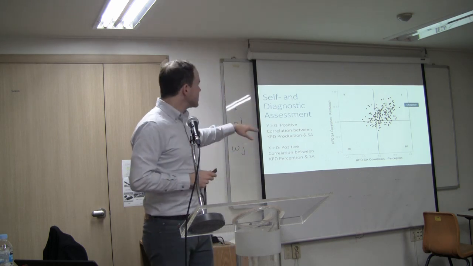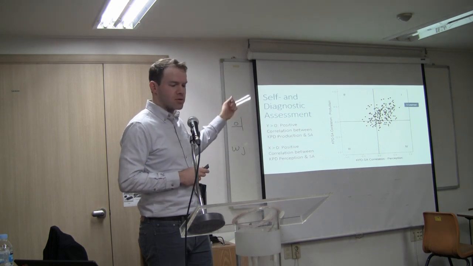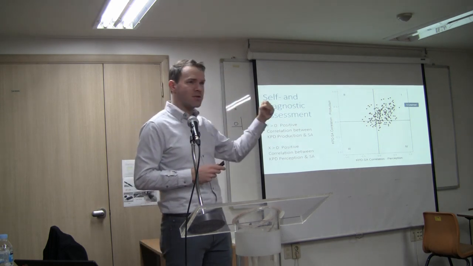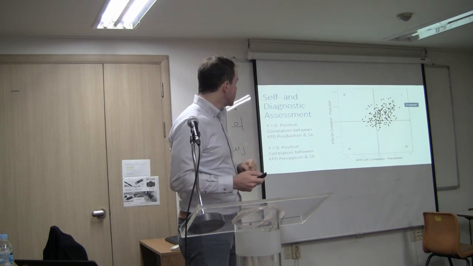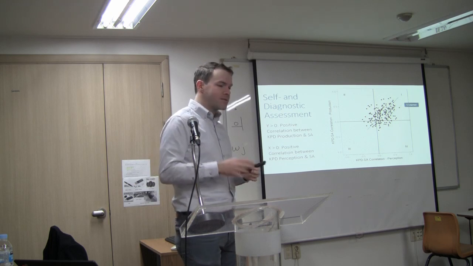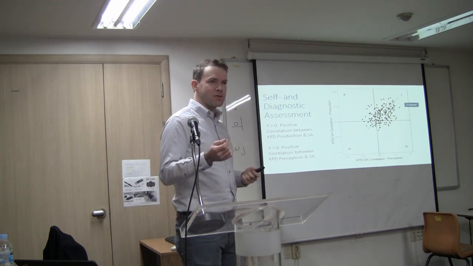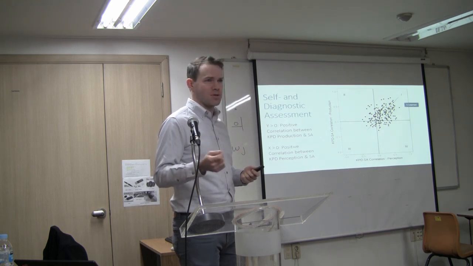And then on the y-axis is for production, how their kind of awareness, how good were they at distinguishing which sounds were difficult or easy for them to pronounce. And we can sort of see a general pattern. People who were better at sort of knowing what was difficult to pronounce were also better at knowing what was difficult for them to perceive.